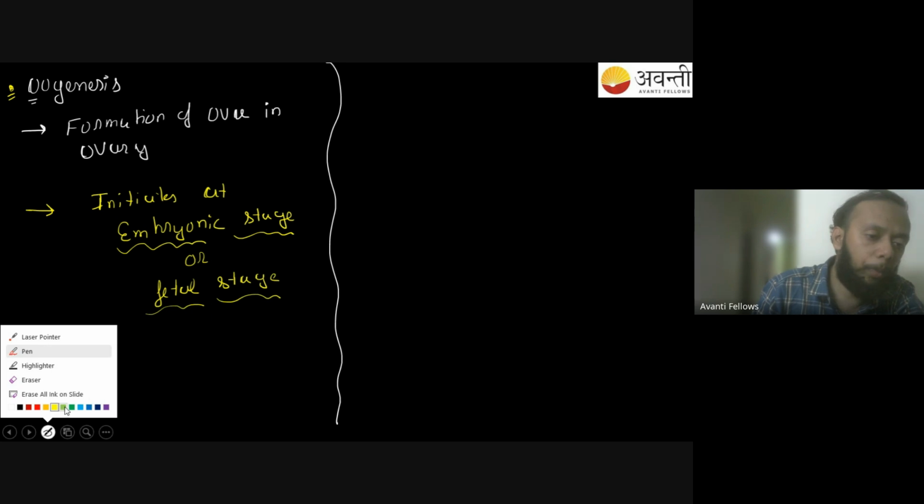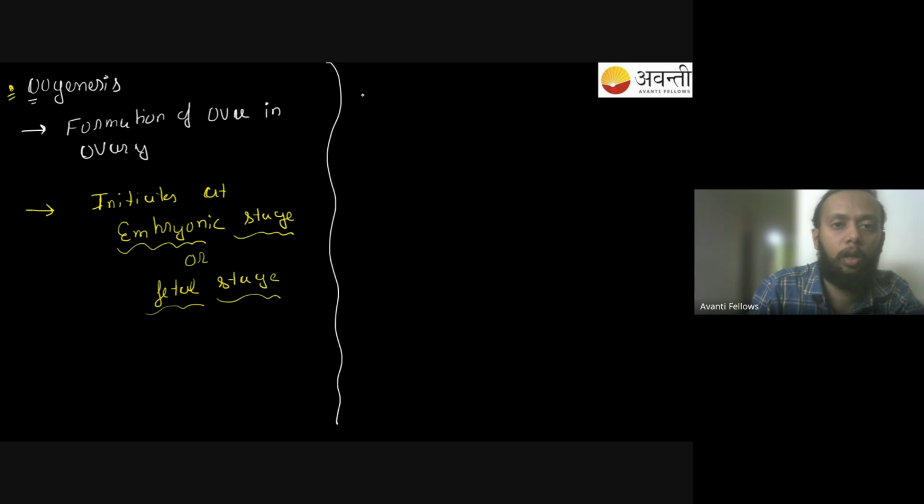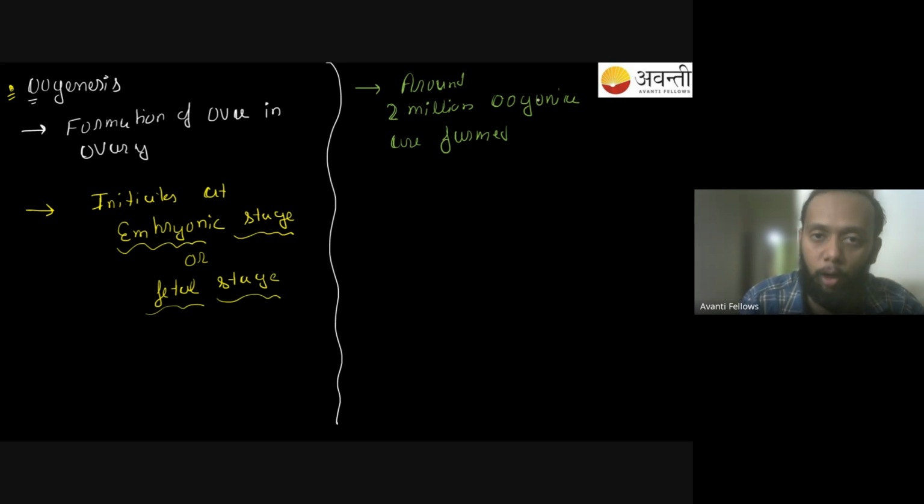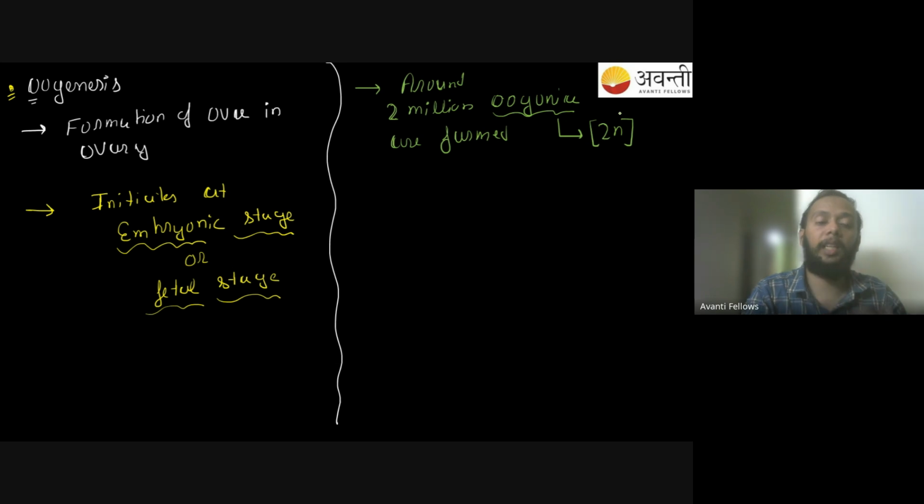Now what happens during oogenesis? You will find around 2 million oogonia being formed in the ovary. Now this is all happening when the female child hasn't even been born, right? Oogonia come from the germ cells, and like spermatogonia, oogonia are also diploid in nature. So around 2 million oogonia are formed during the fetal stage, and they are also diploid. Please understand, the birth has not taken place.